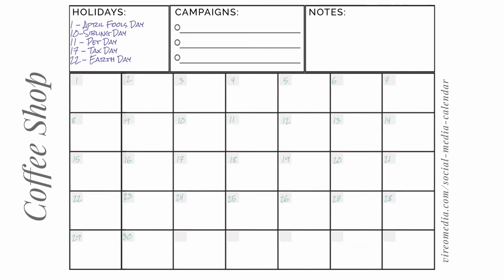The next thing I do is find all the holidays for that month. I write down not just the national holidays, but any silly social media holidays that might be relevant to my customers. If you're wondering where I found all these social media holidays, I have a blog post up on Vireo Media with holidays for the entire year. I've added a link below so you can find upcoming holidays relevant to your business.